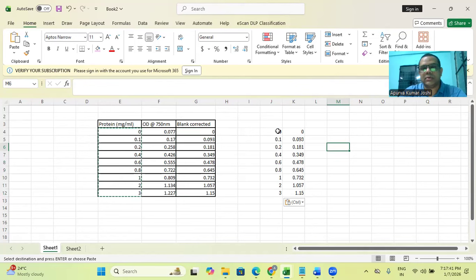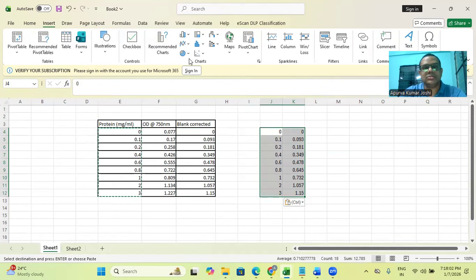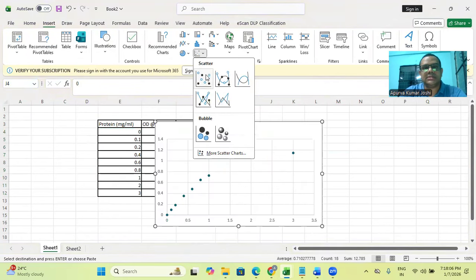Okay, so the first column is the concentration of protein. Second column is the absorbance values corresponding to each concentration of protein. So I'm going to drag over these two columns, the entire data set, and go to insert option and insert, from the option of charts, a scatter plot.